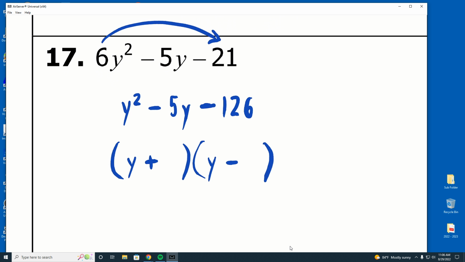Negative. So negative has to go with my bigger factor. Which one's bigger? 14. So it's minus 14, it's plus 9. Now watch this. This is the first time this has happened. Now we're going to divide those by your A value, which was what? Will either of those just cancel out? No. So here's what we do.